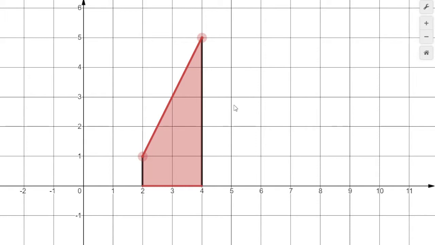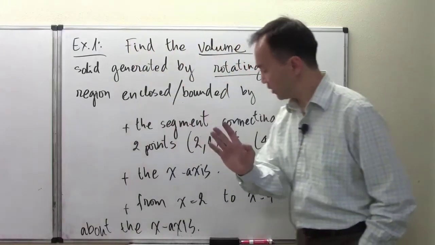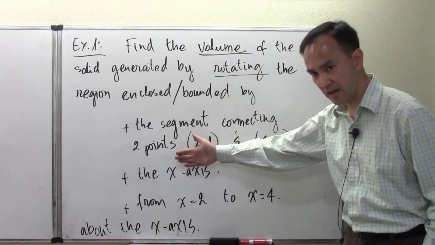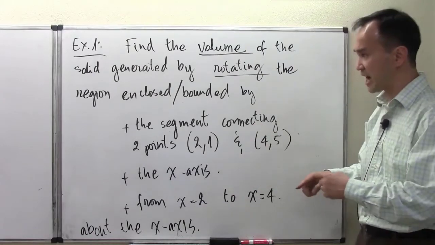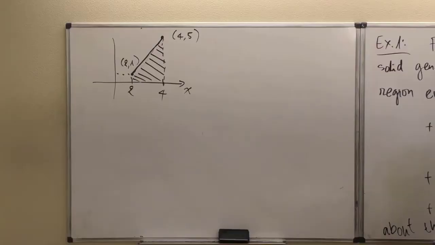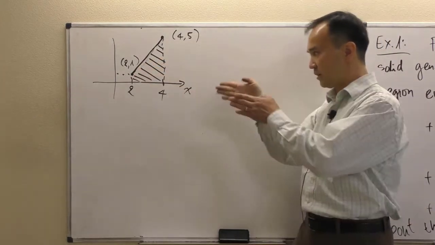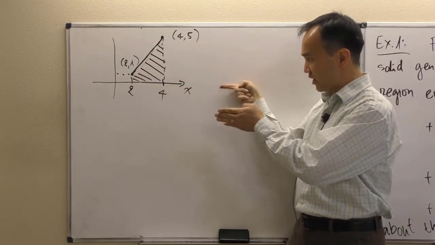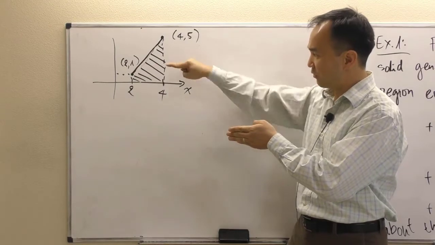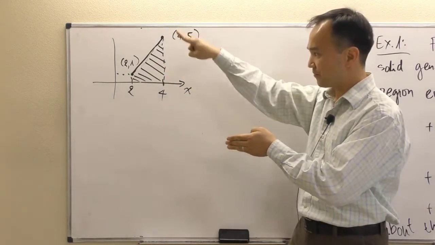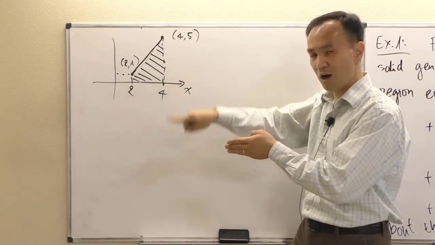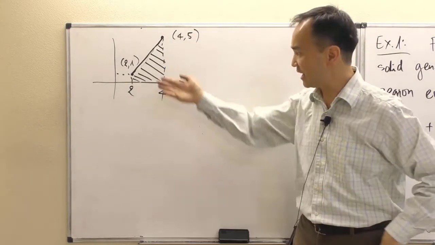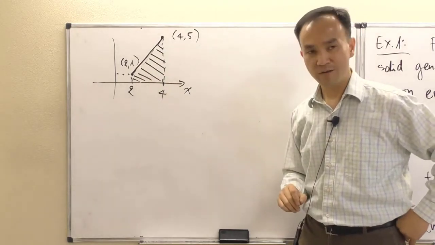Now with that shading, according to the description of the problem on the board, we're going to be rotating that whole shaded area around the x-axis. It doesn't matter which way you are rotating. Back on my picture on the board, if you place your eyes right here, the rotation can go this way, or the rotation can go that way. Counterclockwise or clockwise does not matter. You're still going to get the whole volume of a solid.